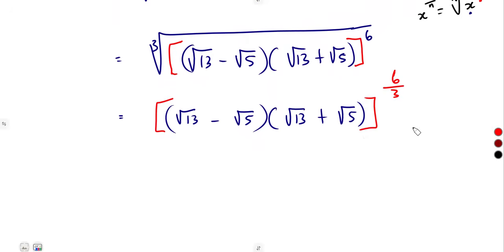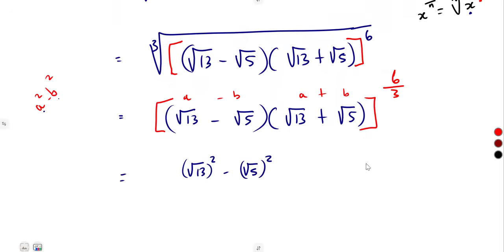But are we seeing that we have a difference of two squares here? A minus B, A plus B, taken from A squared minus B squared. So if we apply our difference of two squares, it is going to be the square root of 13 squared, A squared minus B squared, the square root of 5 squared. But all this is being raised to the exponent of 6 over 3, that's a 2.